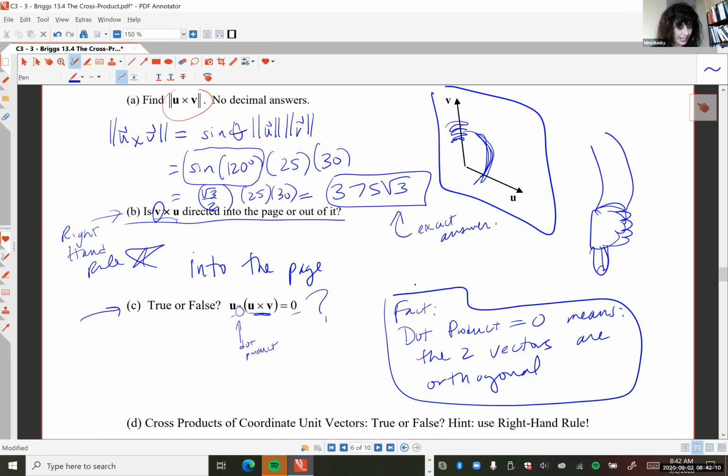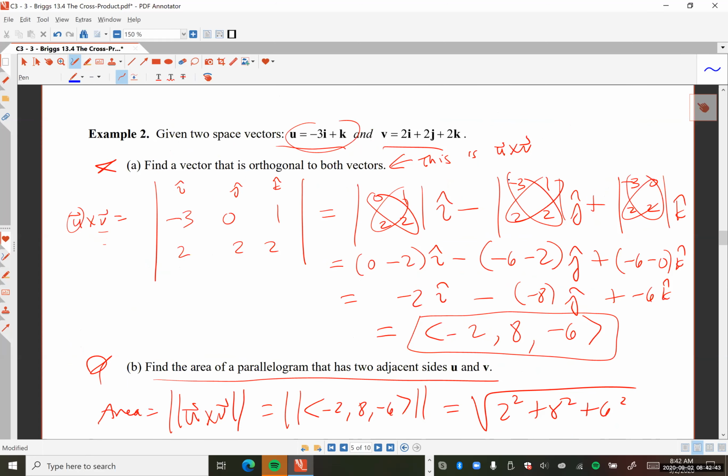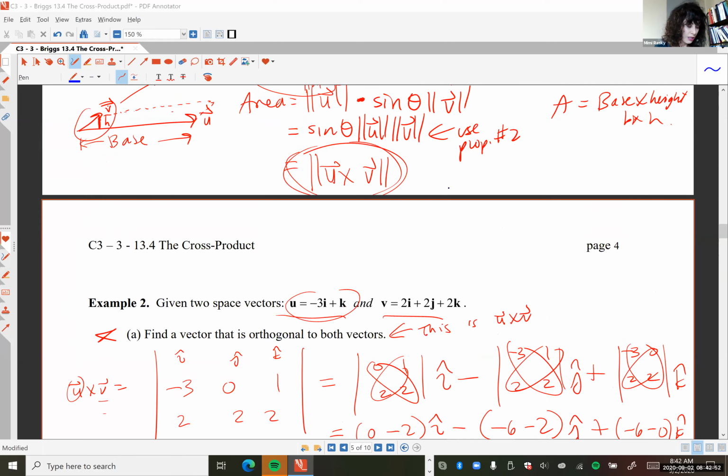So they're basically asking, true or false, is this vector u and the cross product u cross v going to be orthogonal with each other? Yes or no? Yes. The answer is yes. Why? Well, because the answer is going to be equal to 0. But why? Why are u and the vector u cross v really orthogonal to each other?